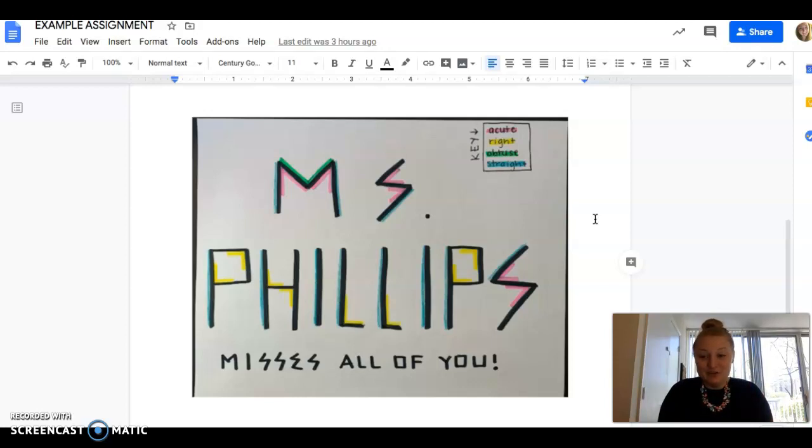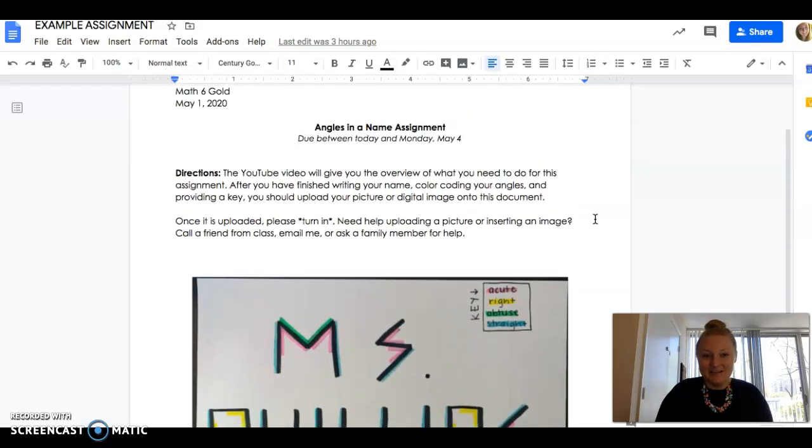But it's really important that you include a key that's color-coded, so I can see where you identified the different angles in your name. Okay. After you finish writing your name, you're going to color code your angles, and providing a key, you should upload a picture or digital image onto this document. Once it's uploaded, you're going to press Turn It In.